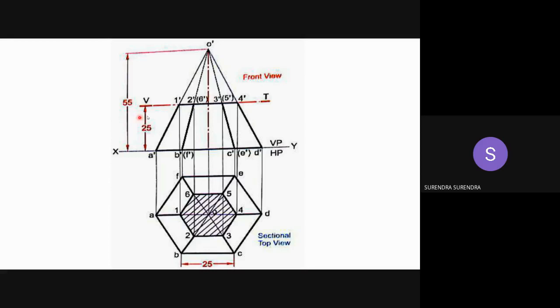Now project all points 1 to 6. As 1 dash is on the AO line, project 1 dash up to AO. 2 dash is on B dash O dash, so project 2 dash up to the BO line. Similarly, project 3 dash up to the CO line, 4 dash up to the DO line, 5 dash up to the EO line and 6 dash up to the FO line. Mark these points as 1, 2, 3, 4, 5 and 6. Join them with straight lines and then complete the hatching.